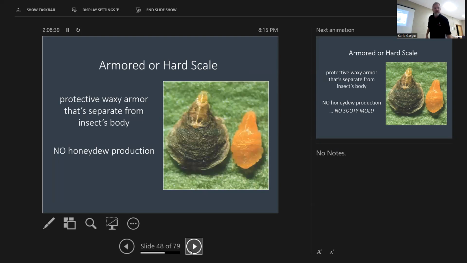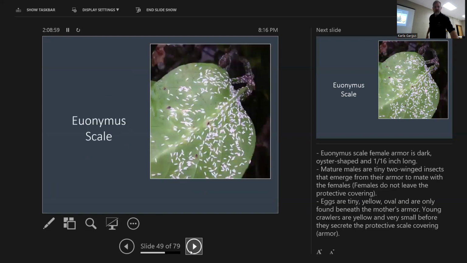Some of them are armored, that is, they have a protective waxy armor secretion, and they're not going to produce honeydew. There's the scale on the outside to protect you. That's an adult female that would be feeding on the plant. And so no sooty mold with those.